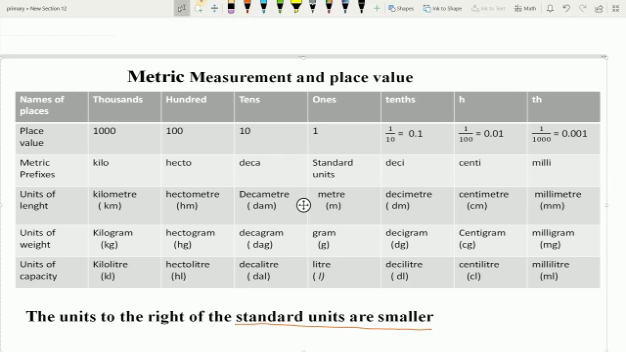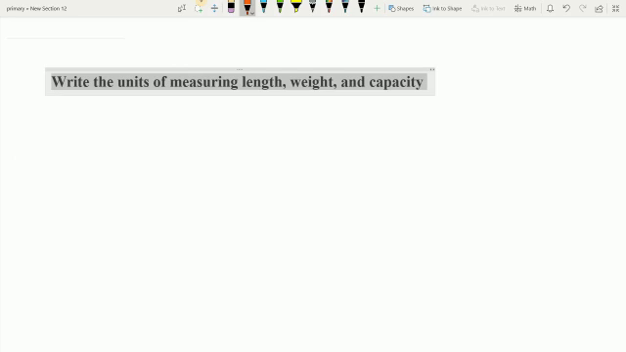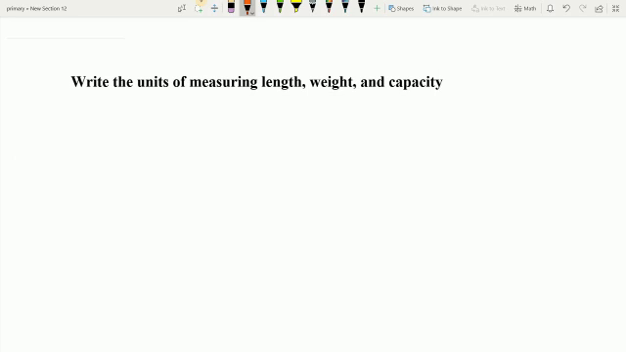In the next video, we will learn conversion of units. So in homework, you have to write the units of measuring length, weight and capacity.